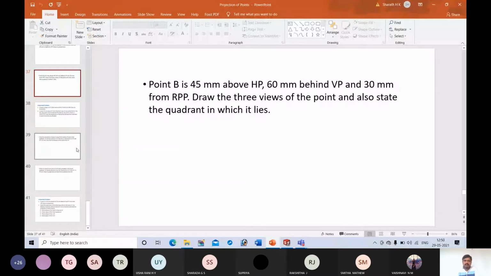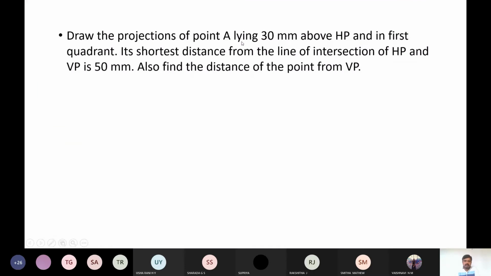Draw the projections of point A lying 30 mm above HP and in first quadrant. Its shortest distance from the line of intersection of HP and VP is 50 mm. Also find the distance of the point from VP, the vertical plane. Here they have not given the distance of the point from VP. In all previous cases this data was known. In this case this is unknown. Okay, we have to find it.